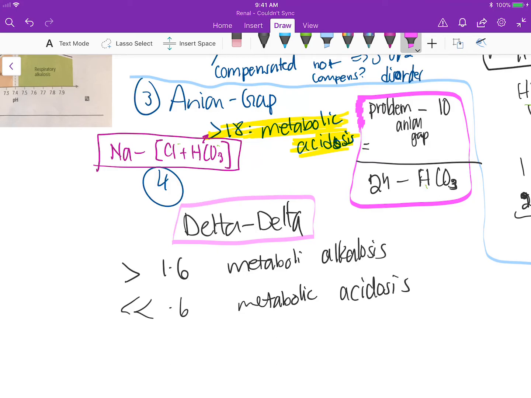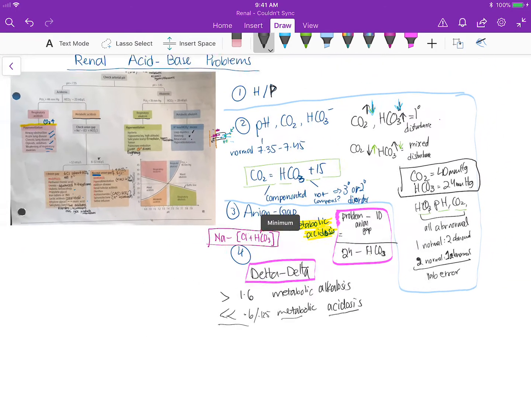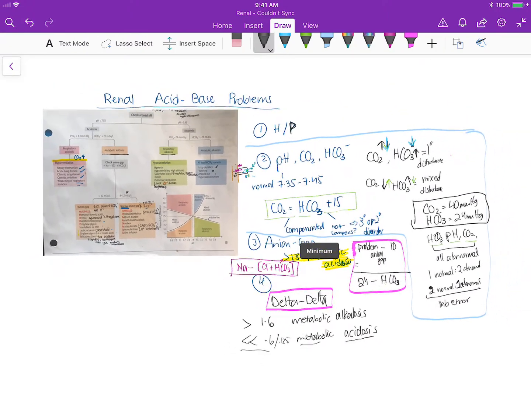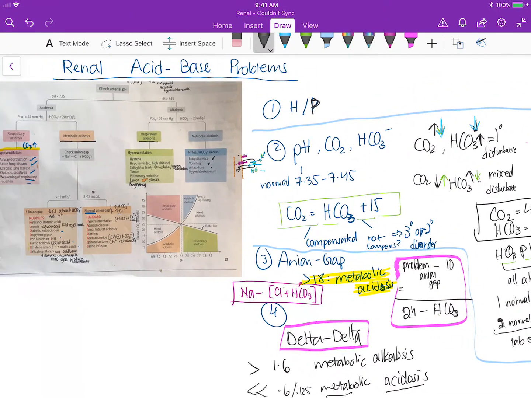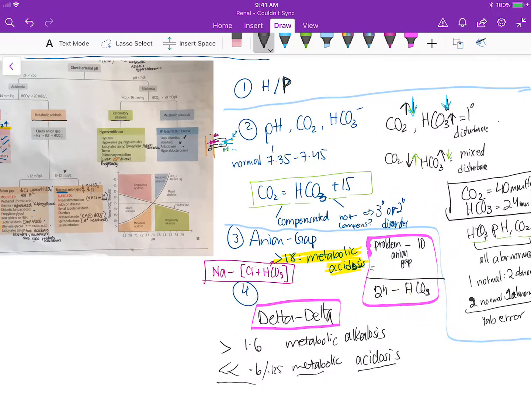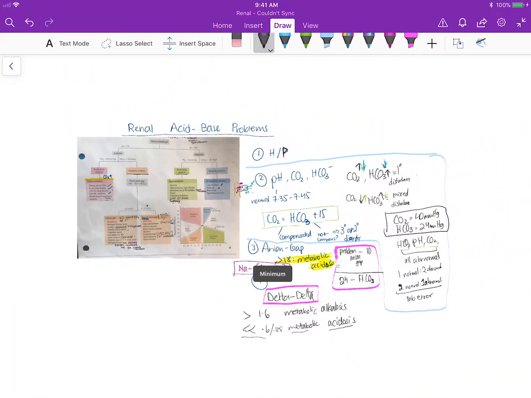Delta delta, if it's greater than 1, and I know firstly it says greater than 1, but my professor said it has to be much, much greater. So 1.6 means that you also have a metabolic alkalosis. If it's really, really small, like less than 0.6, or 0.125, then you also know you have a metabolic acidosis. So this should give you an idea of how to approach these acid-base problems. Remember, if you go about it systematically, you should not be able to miss these easy problems, okay? All the best.